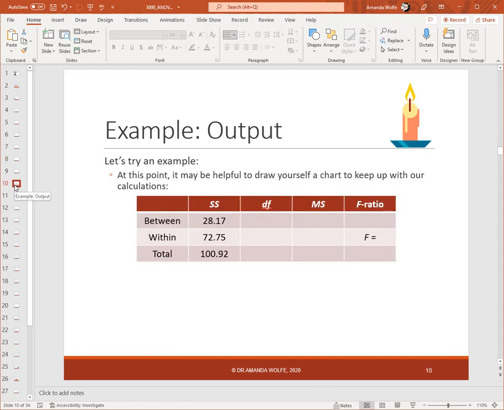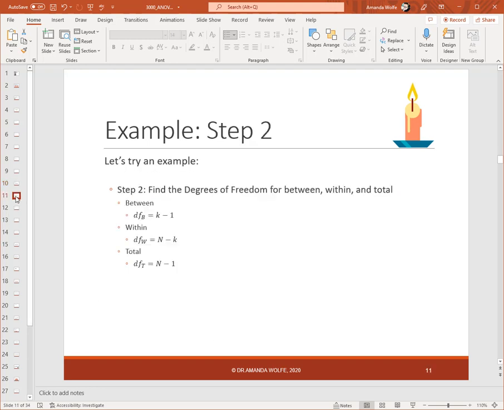So I've started you a chart where we can organize all of the results that we have found through our calculations. As you can see, we've finished our sum of squares column. We have the between, the within, and the total. Next up is going to be the degrees of freedom. So I've summarized our formulas here. Go ahead and test yourself. See if you can come up with the answers to these. Pause the video if you need to.